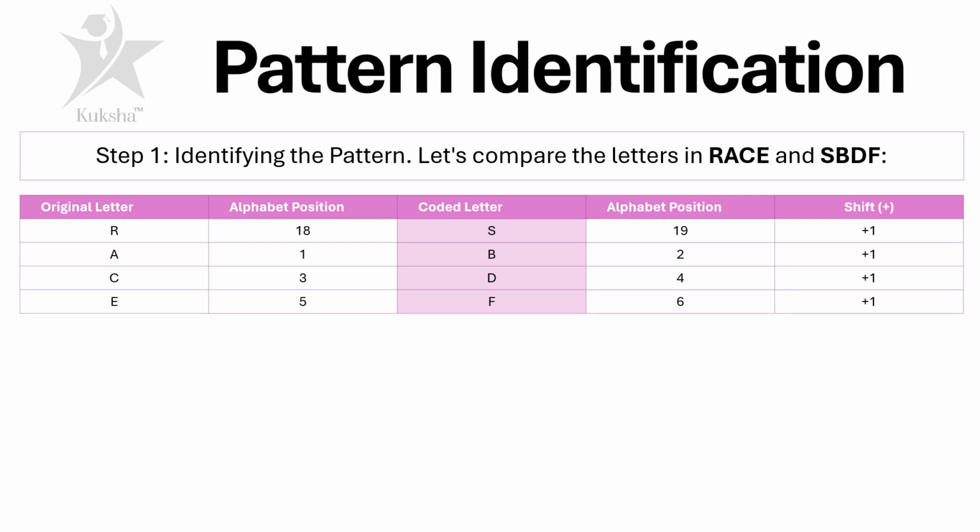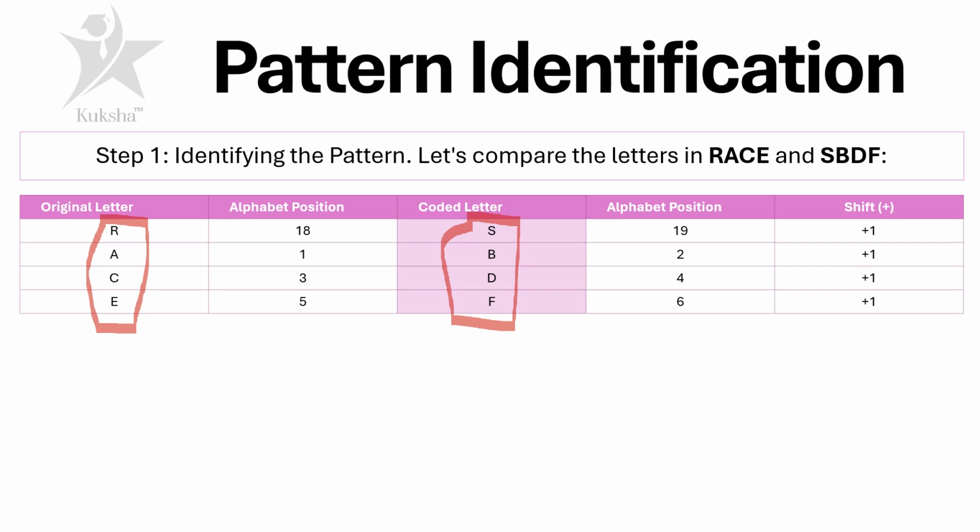Similarly, A has alphabet position 1. It's the first letter from A to Z, so what comes after A, shifting by 1, is B. C has alphabet position 3, and what comes after C is D. With E, the alphabet position is 5, and the 6th position is F. So when encoding the letters and pushing forward by 1, RACE corresponds to SBDF.